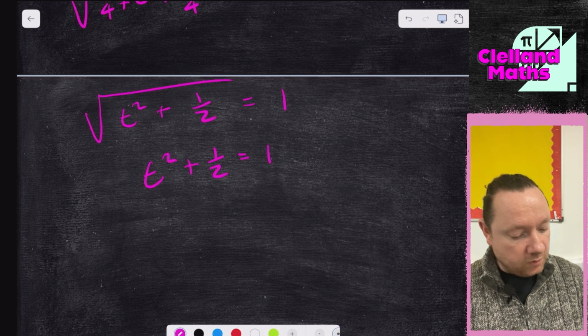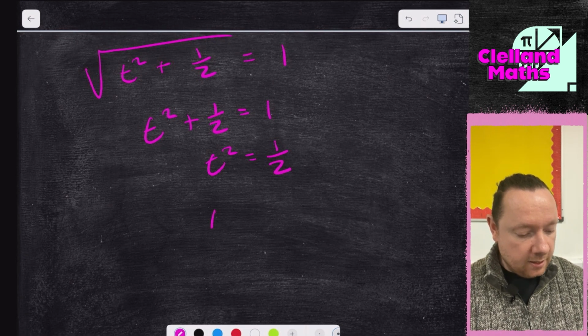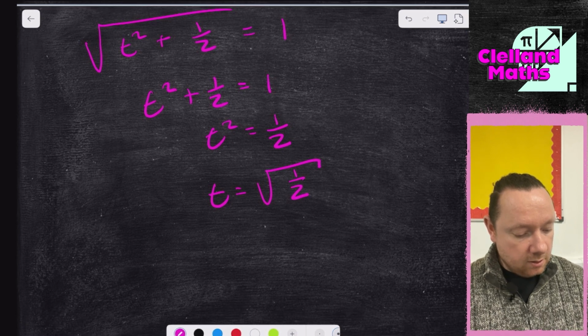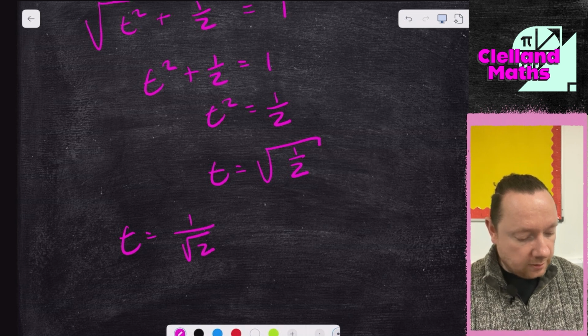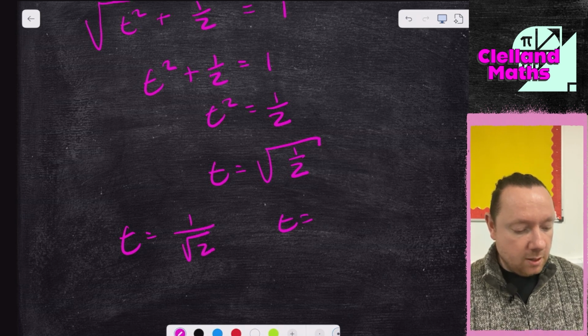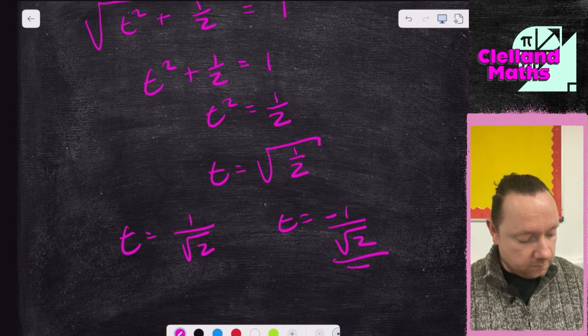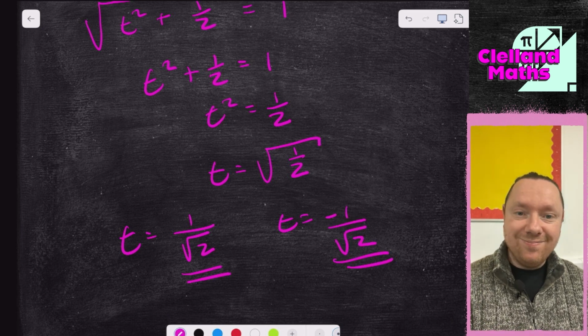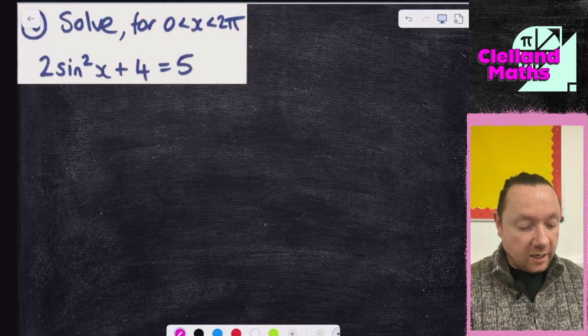Taking away a half from both sides, we get t squared equals 1 half. And therefore t is the square root of a half. So in other words, t equals, I'll write it as 1 over root 2. And t equals, well, you get a minus answer when you square root, so minus 1 over root 2. And we're done there.